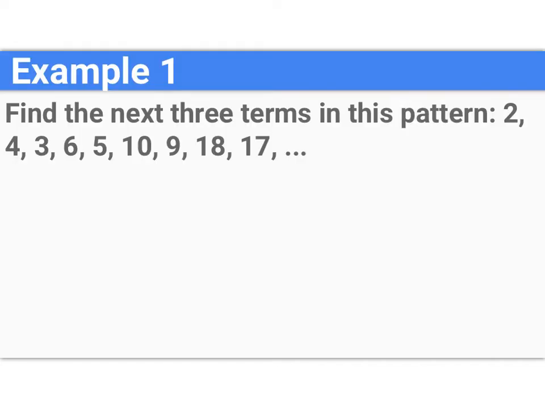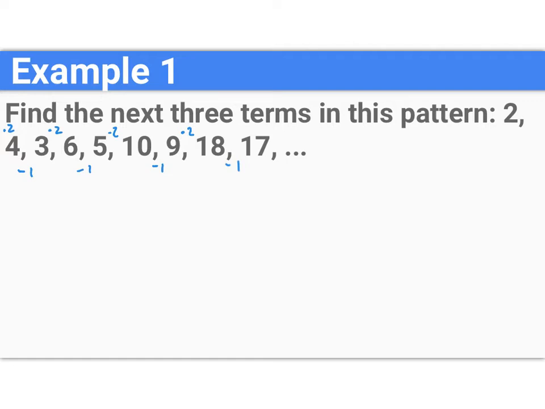Okay, so let's look at our first example here. 2 is the first term in this sequence. And these are not typical geometric or algebraic sequences. To go from 2 to 4, we know we had to multiply by 2, but then we had to subtract 1 to go from 4 to 3. To go from 3 to 6, we multiply by 2, and we subtract 1, multiply by 2, subtract 1, multiply by 2, subtract 1. So find the next 3 terms in the sequence.